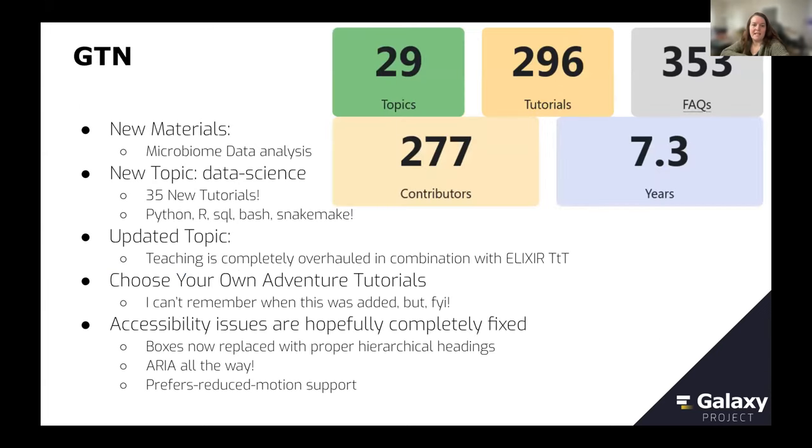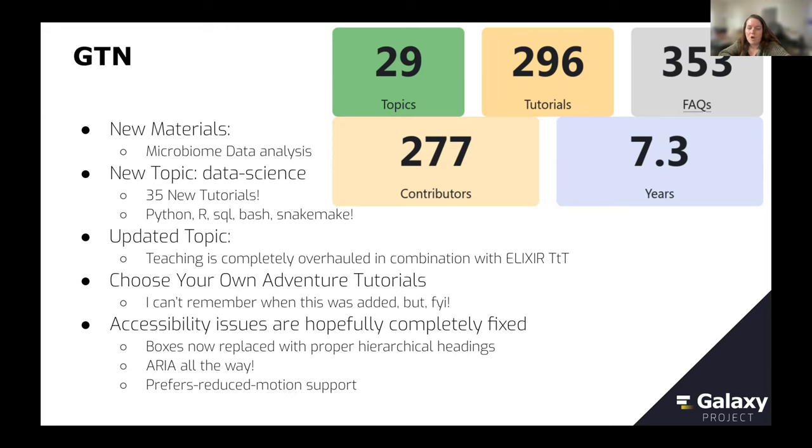On the GTN side, we have new material, including microbiome data analysis. We have a whole new topic, data science, with 35 new tutorials, including Python, R, SQL, Bash, and SnakeMake. There's been a lot of updates in the trainer category in combination with Elixir Trainer. There's a choose your own adventure tutorial that has been implemented a while ago, but I don't know if we communicated about that.